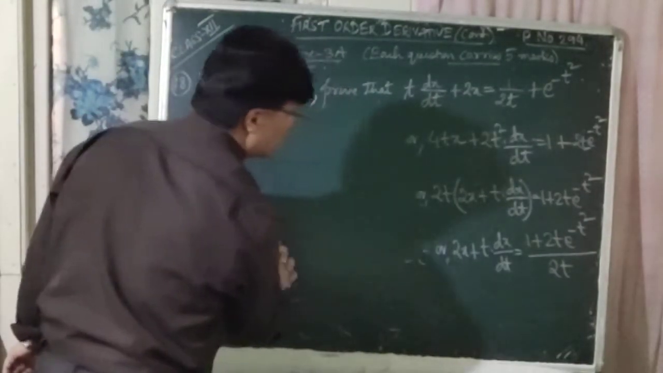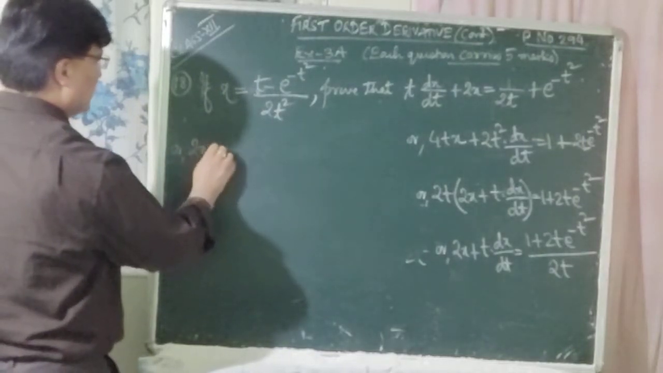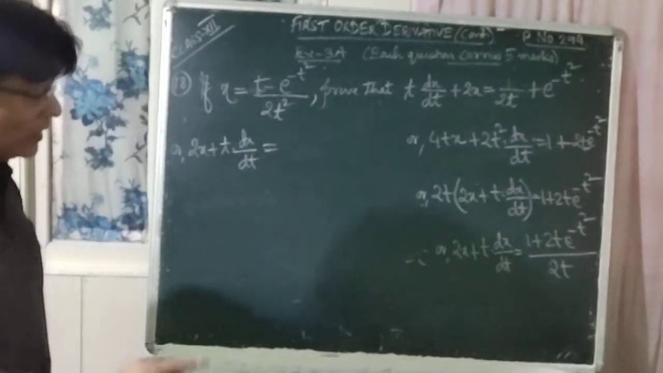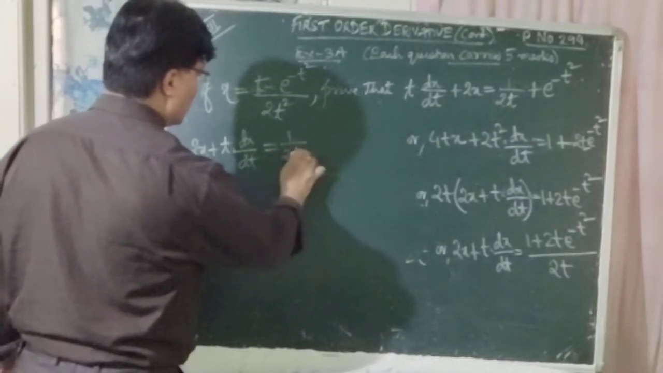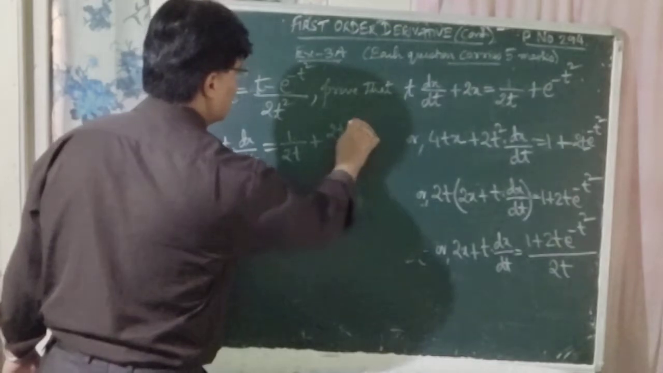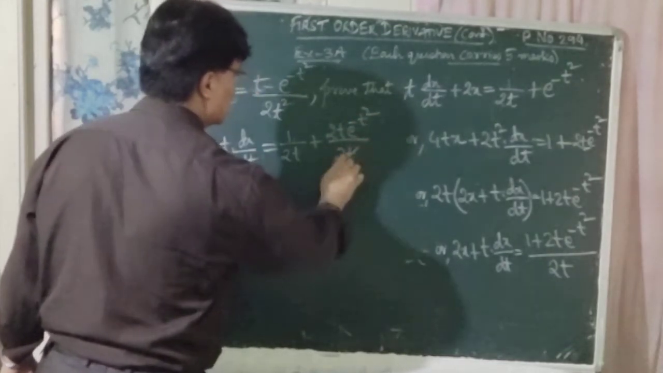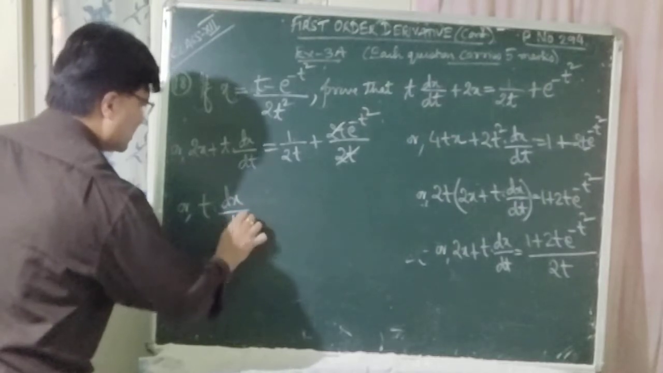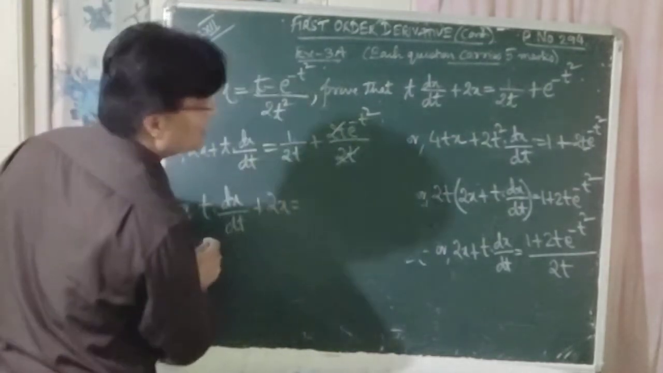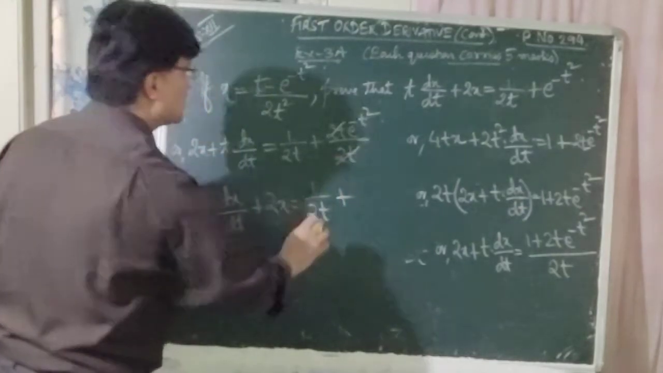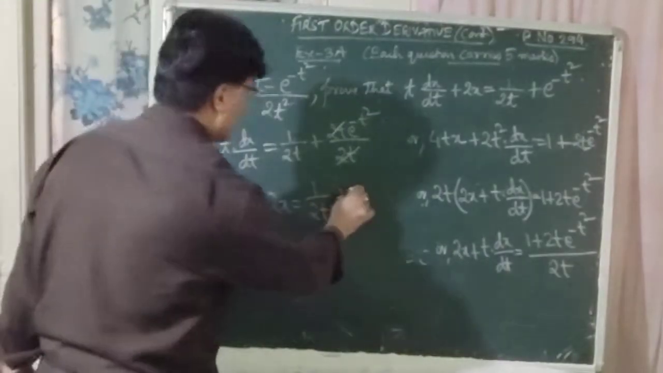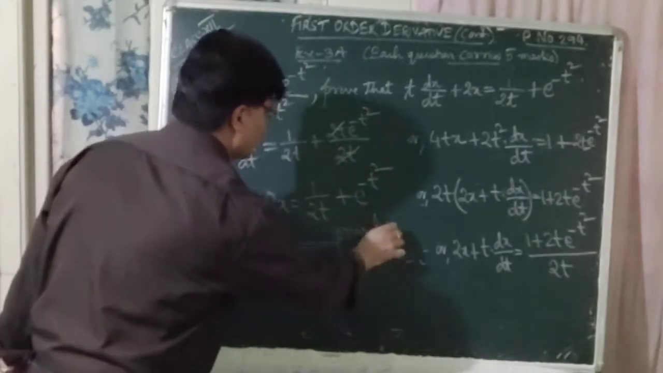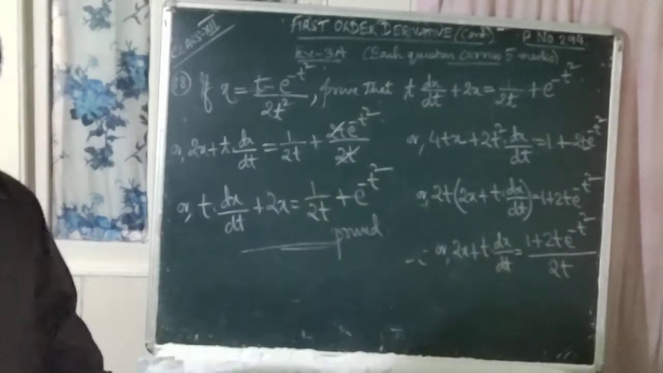So now you can separate the term on the right hand side, okay? So left hand side remains the same, 2x plus t into dx by dt. Now separate the term on the right hand side. You can split the term there, that is 1 upon 2t plus what? 2t e to the power minus t square divided by 2t. So here 2t gets cancelled. Now first you write t dx by dt, plus 2x is equal to 1 by 2t, then plus, what is the second term out there? It is e to the power minus t square. So it is proved. So I think you have understood it. So copy it. Now we'll do the next question.